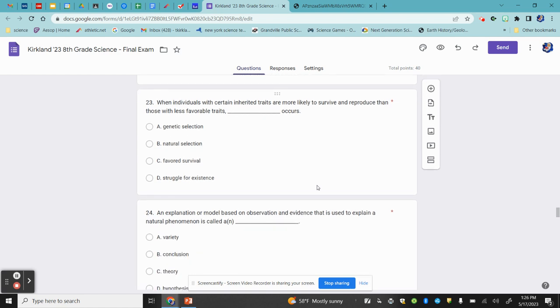23. When individuals with certain inherited traits are more likely to survive and reproduce than those with favorable traits, blank occurs. A. Genetic selection, B. Natural selection, C. Favored survival, D. Struggle for existence.